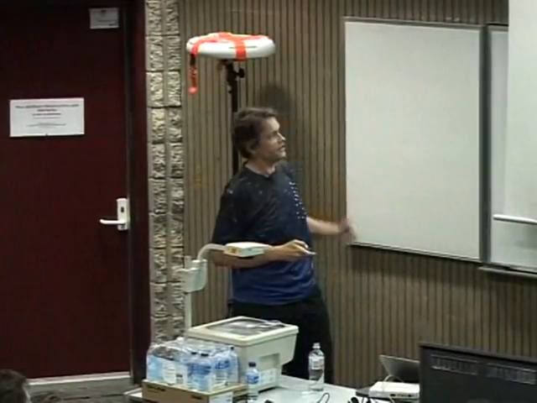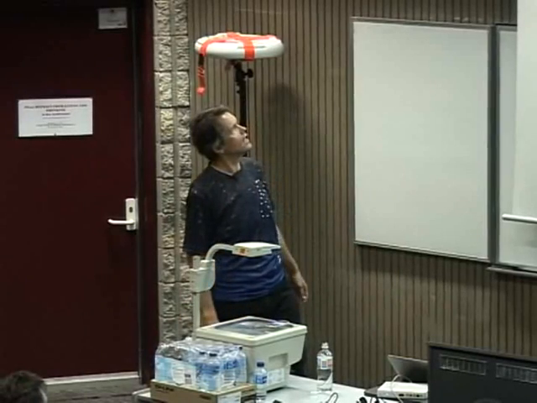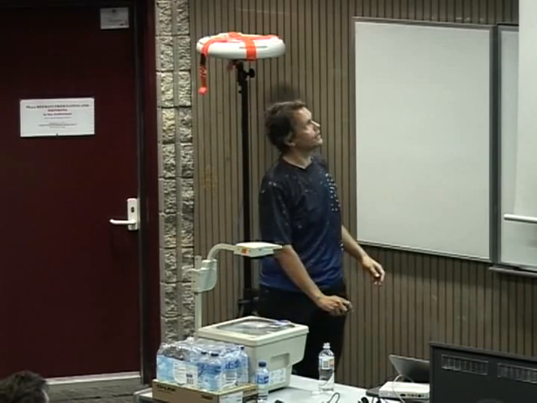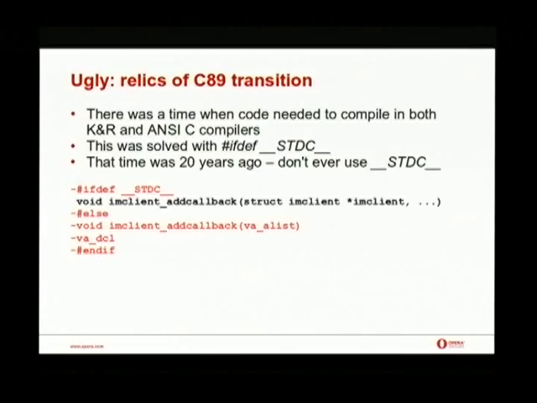I'm actually kind of surprised that's still legal in compilers. It's so ugly, so wrong. Same thing applies to varargs.h. I found several of these. They're dead now. Other relics of the K&R C to C89 transition: if __STDC__, there's no reason to do that. Seriously, that was 20 years ago. Just don't.